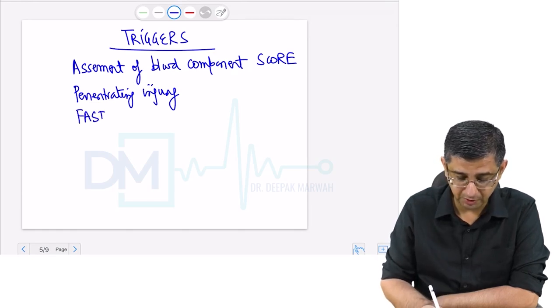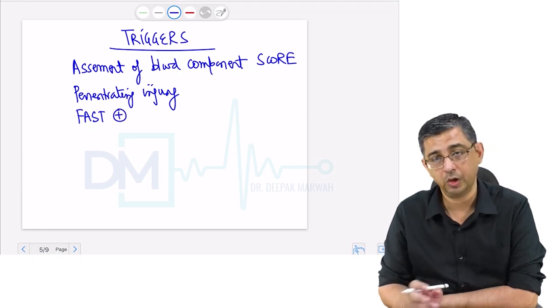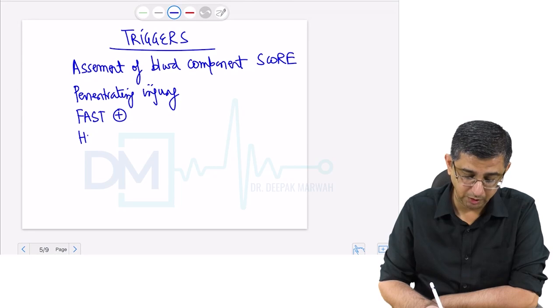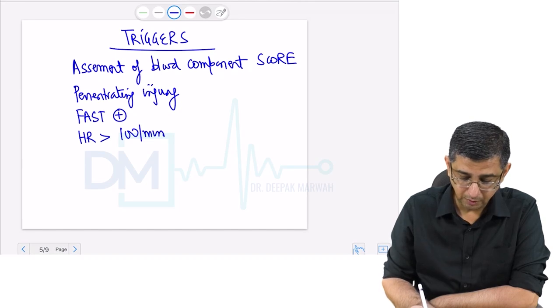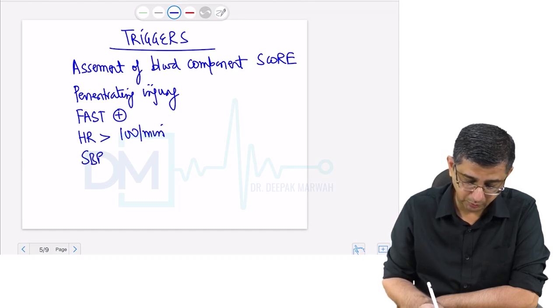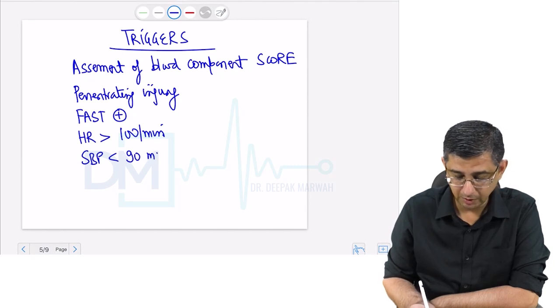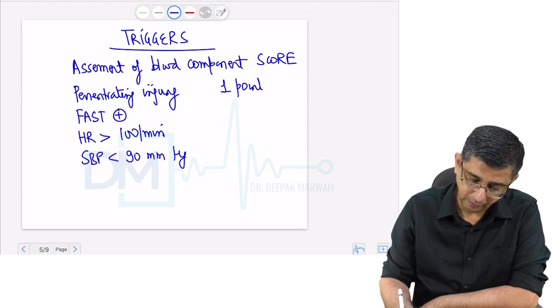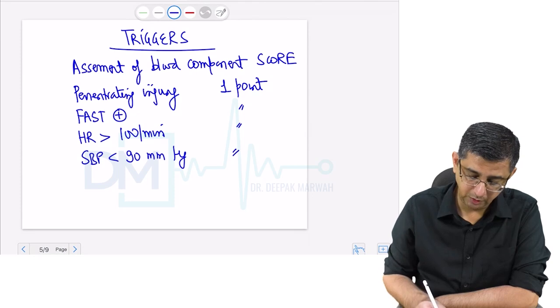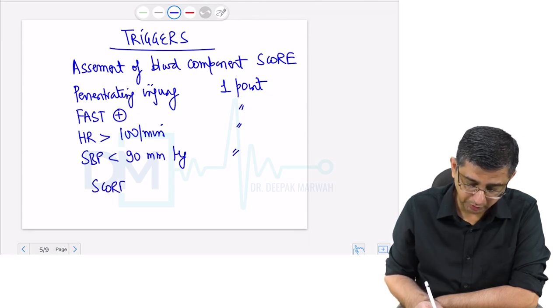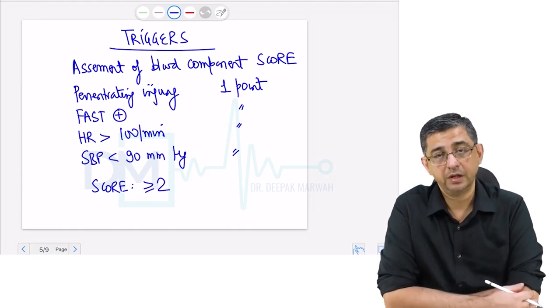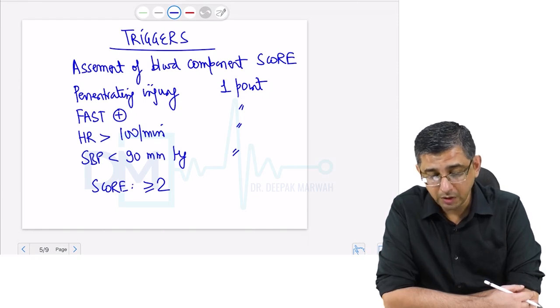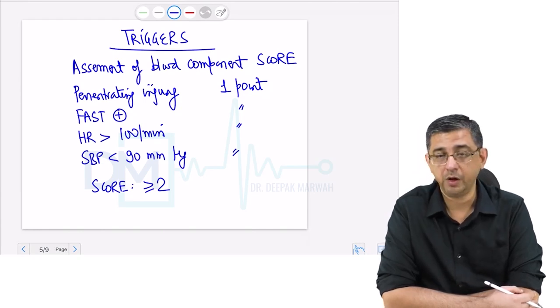You all know from surgery, FAST would be focused assessment with sonography for trauma. Then would be a heart rate of more than 100 per minute, and systolic blood pressure of the patient less than 90 millimeters of mercury. Each of these parameters is given 1 point. If a person has a composite final score of 2 or more, then it has been documented in clinical studies that there is 75% accuracy in the prediction for the requirement of massive transfusion protocol.